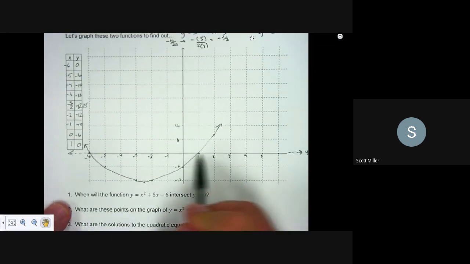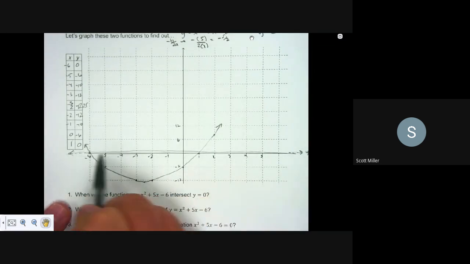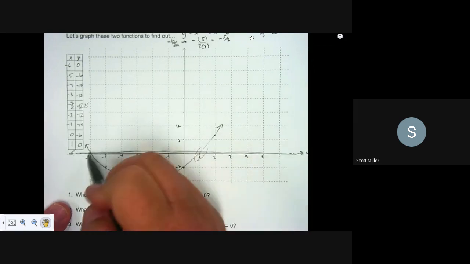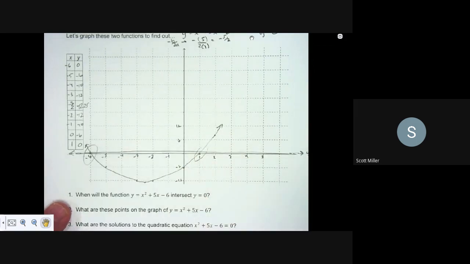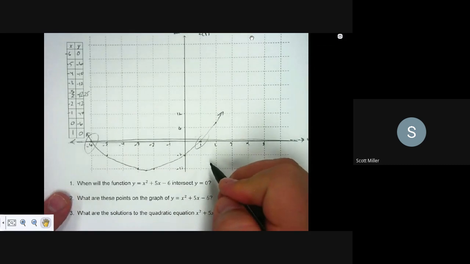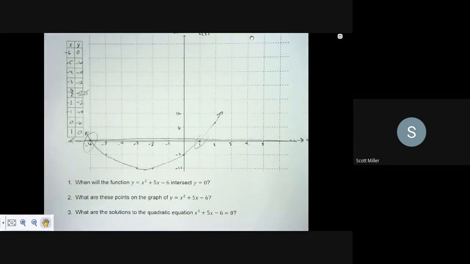One, remember, was the horizontal axis, so when y equals 0. And so where does it cross? It crosses here, and it crosses here at 1 and -6. Those are the x-intercepts of the graph. So what we're finding out here in this process is that the x-intercepts are indeed the solutions.